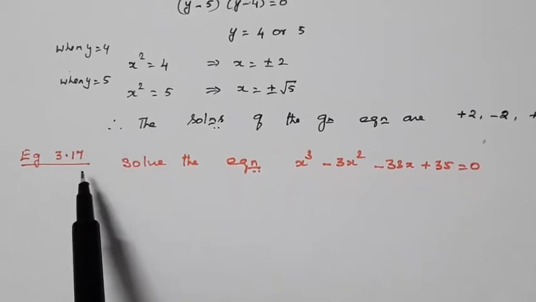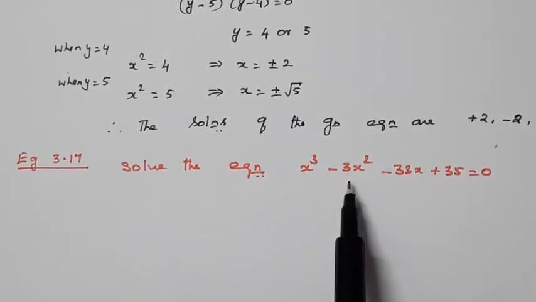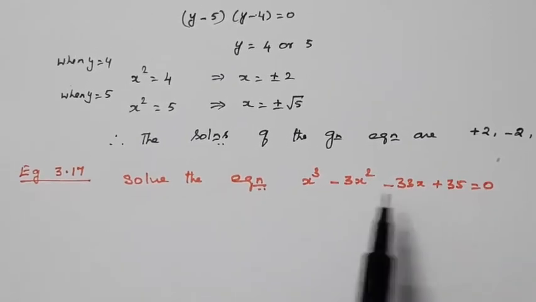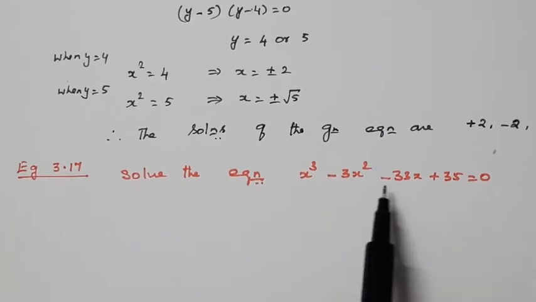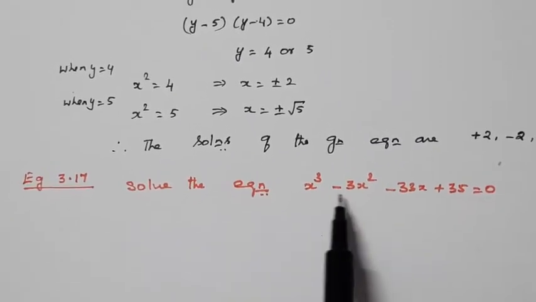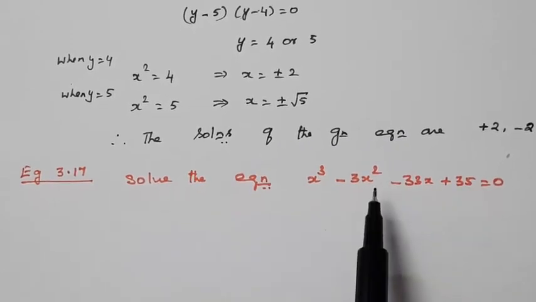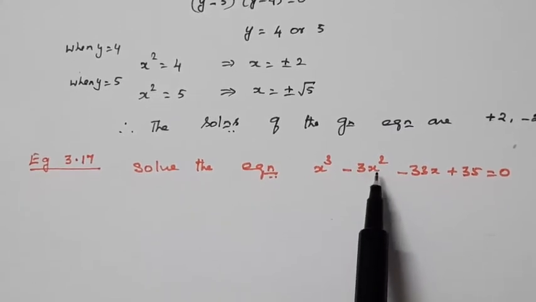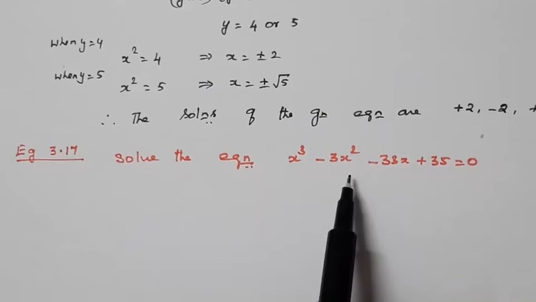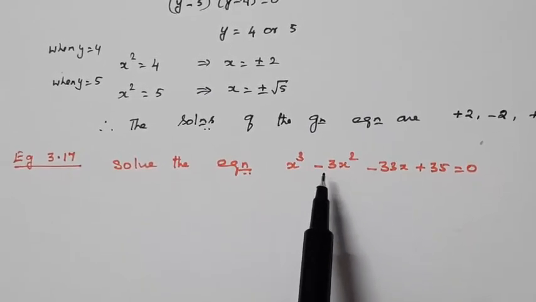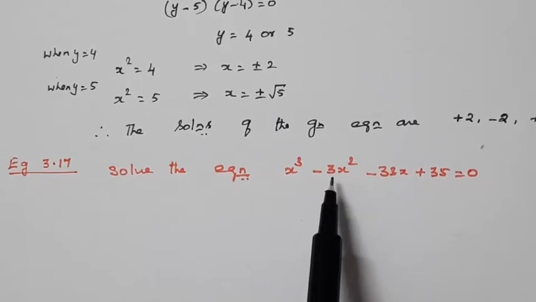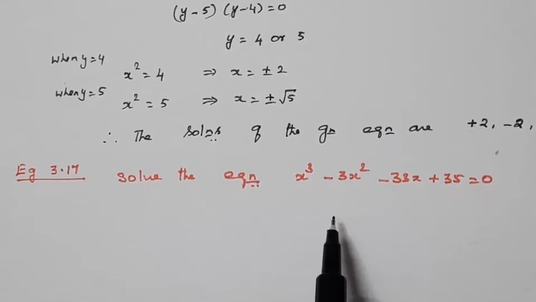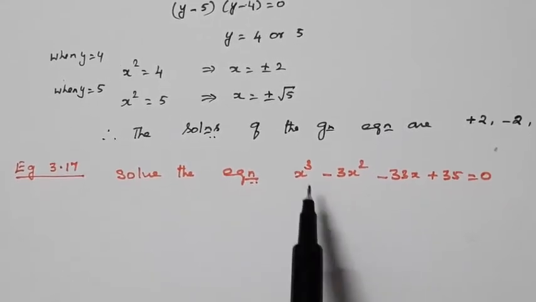Then example 3.17. Solve the equation x cube minus 3x squared minus 33x plus 35 equal to 0. In this equation, which is a cubic equation, if you sum up the coefficients, the sum of the coefficients is 0. There is a technique that if the sum of the coefficients of an equation is 0, then 1 will be a root of that equation. Using that, we can reduce this equation to a quadratic equation by dividing by the factor x minus 1, and then by solving that quadratic equation we may get the remaining two values. So we are going to use that technique.